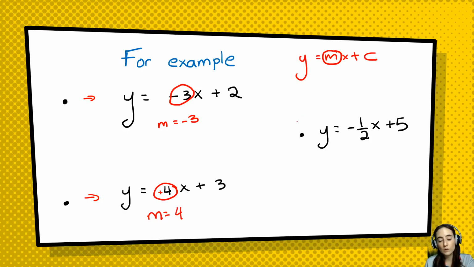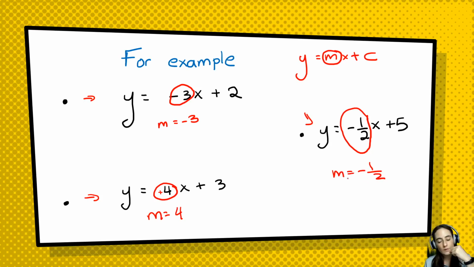And moving to our final example for this slide, if our equation is y equals minus a half x plus 5, we said the coefficient, the one that's attached to x by a times, is our gradient. In this case, it would be m equals minus a half.